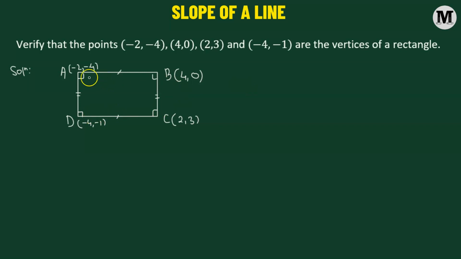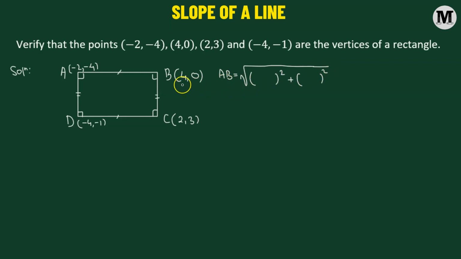So when all these criteria are met, we can say that ABCD is a rectangle. So let us begin by first finding the length of the side AB. In order to find the length of side AB, we'll have to use the distance formula. So what we have to do is take the square root. Underneath the square root, first we need the difference of the x coordinates, square it and add it to the difference of the y coordinates, and then square that value as well.